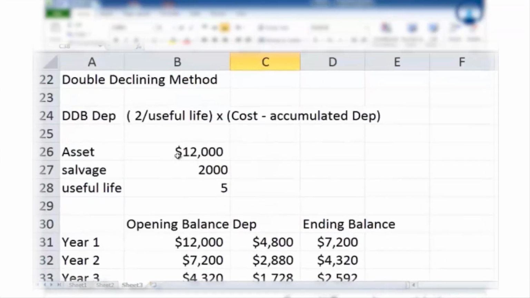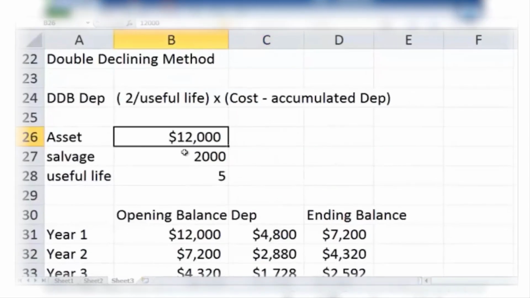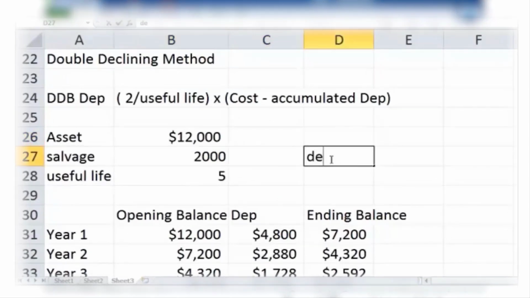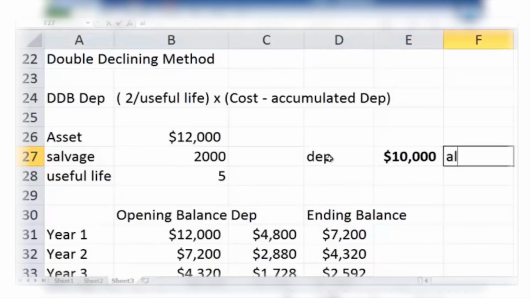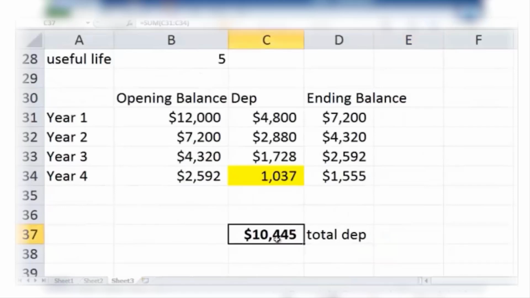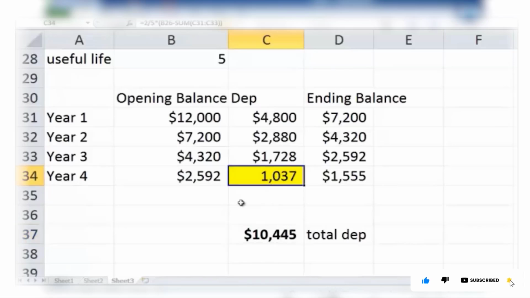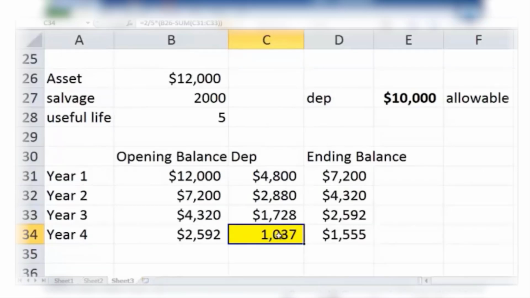Look at this. Asset is worth 12,000, salvage value is 2,000, so the asset will depreciate to an extent of the difference between the two. 12,000 minus 2,000, that is 10,000. This is the maximum allowable amount of depreciation. So 10,000 should be the maximum. However, we have landed in a situation where we have already charged in excess of 10,000. So what we need to look at is this highlighted number in yellow. This needs to be a plug figure, which would ensure that the total depreciation is not greater than 10,000.